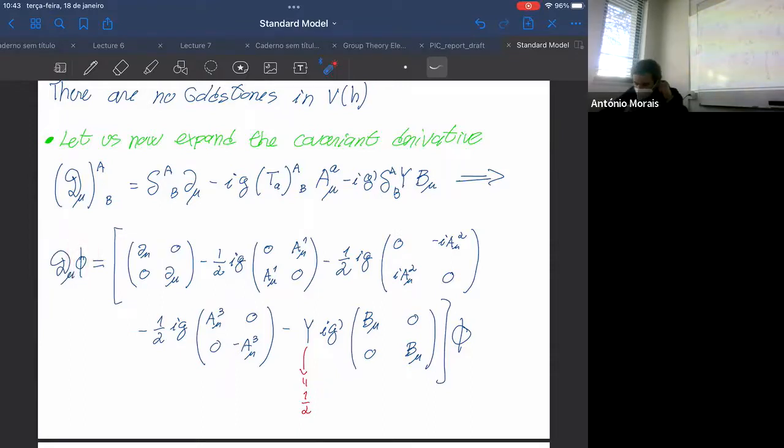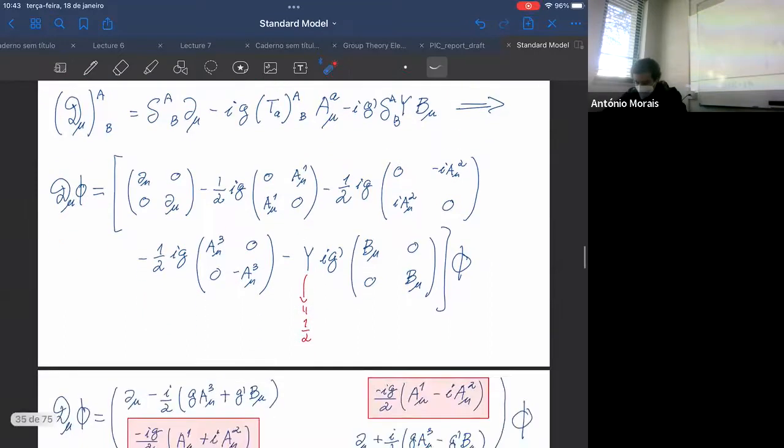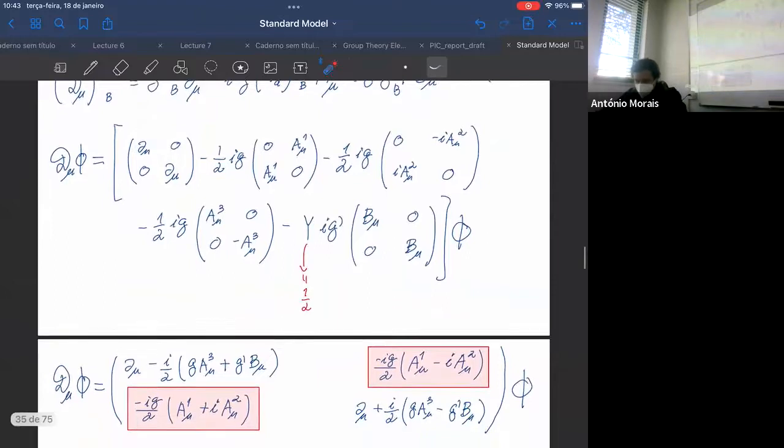So you have this phi, in this case, it's 1/2. So we can expand for the Higgs, this is the Higgs doublet. Let's take y equal to 1/2, and let's expand this covariant derivative and see this in the matrix form. So you have this structure here, and now these ones that I identified here in red.